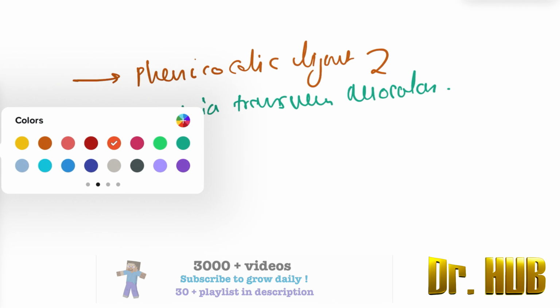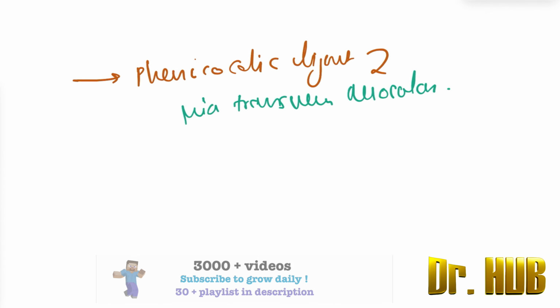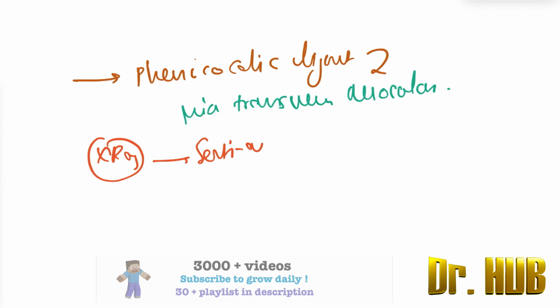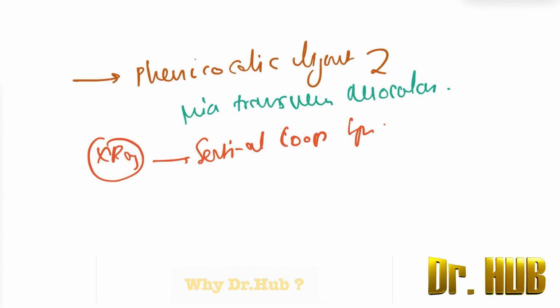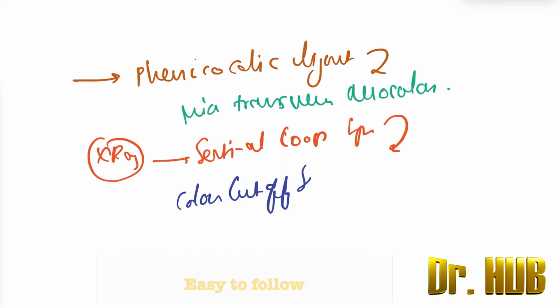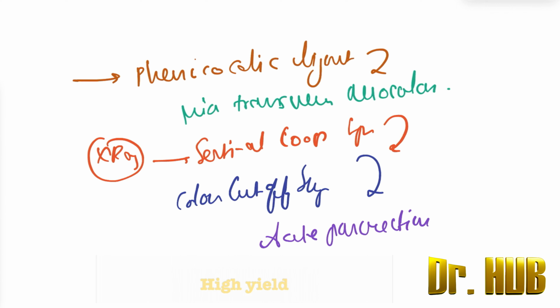Then we move on to the X-ray. Upon X-ray, we need to look at the sentinel loop sign as well as the colon cutoff sign. Both of them signify acute pancreatitis.